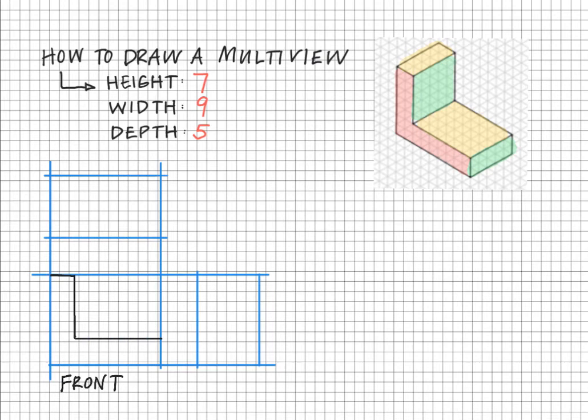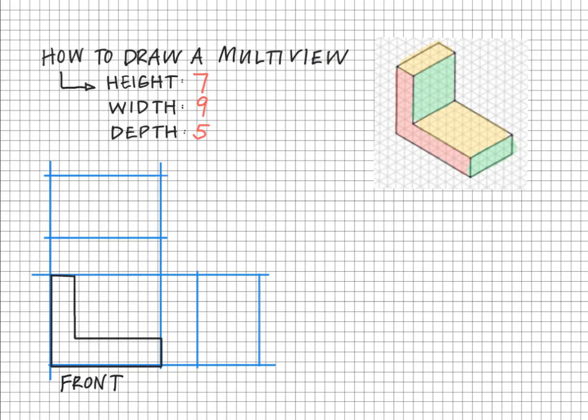And now the rest of the lines that I initially made construction lines, I can turn into object lines by tracing over them with a slightly darker mark. And that's my finished front view.